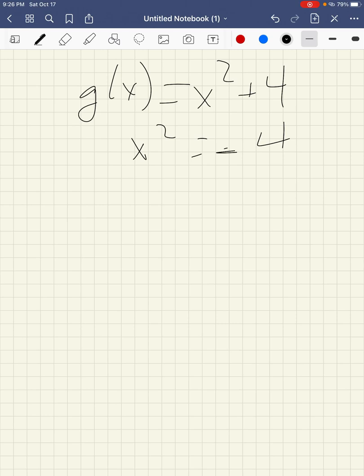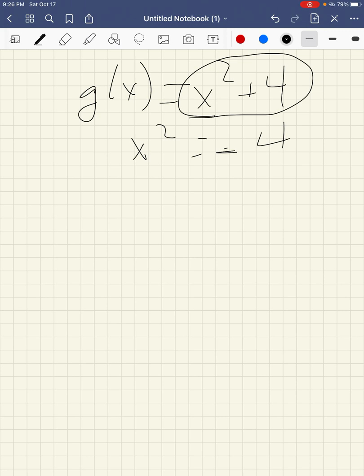The next thing is irreducible quadratic factors never cause a polynomial to equal 0. The example they give you is g of x is equal to x squared plus 4. If you set that equal to 0, you get x squared equals negative 4. There is nowhere that x squared is equal to negative 4, so that's why it will never give you a 0. That's an irreducible quadratic factor.